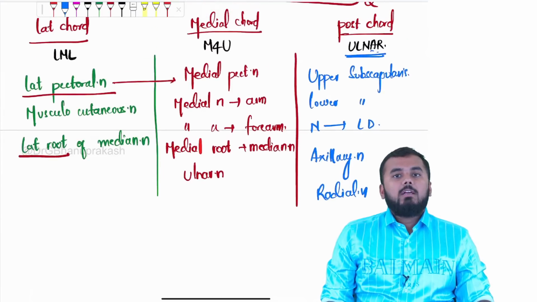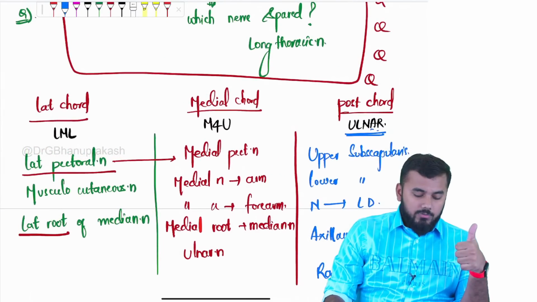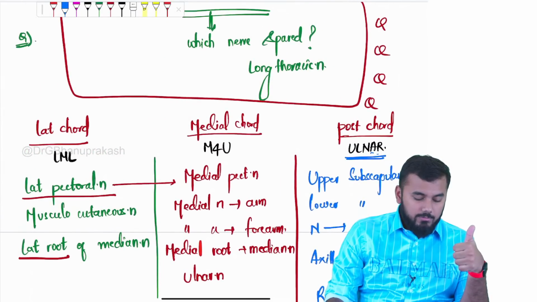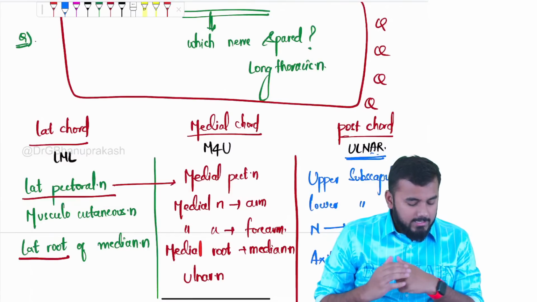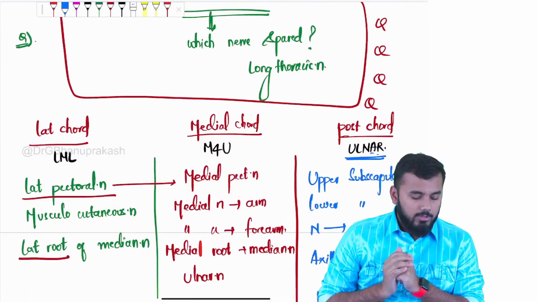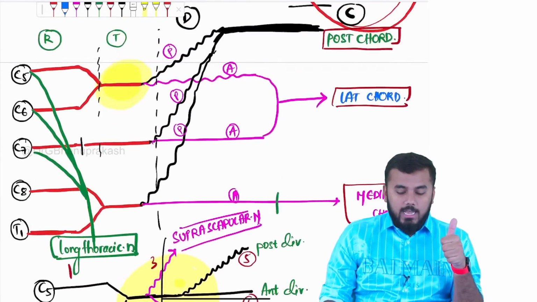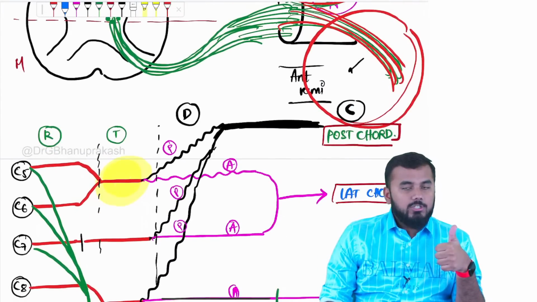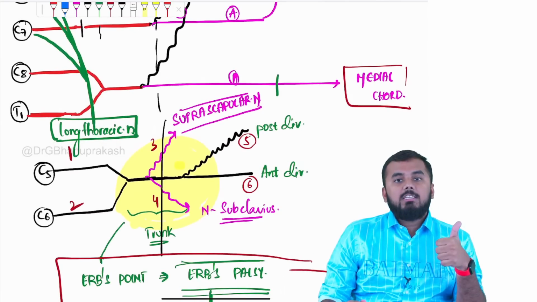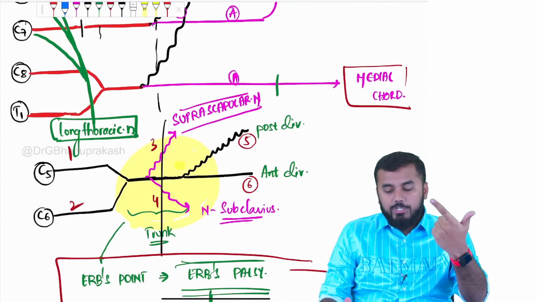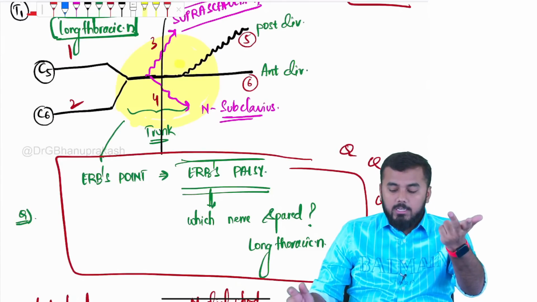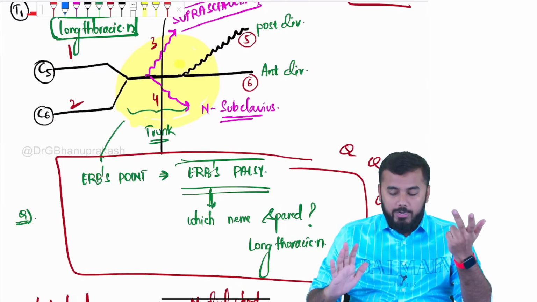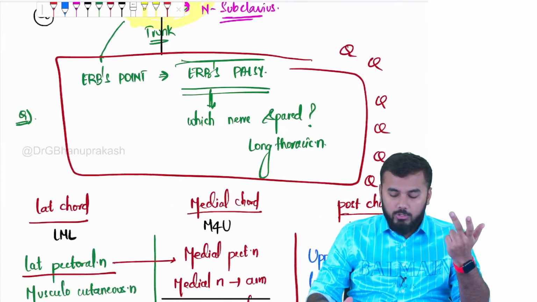Now, what are the questions which they can ask you? It carries sensation, I will tell you that in a minute. The first question they ask is not a definition. What they will ask is, what is Erb's point? Second question is, how many nerves are included in Erb's point? Third question is, which nerve is paired in Erb's point? Right? Erb's palsy, that is long thoracic nerve.